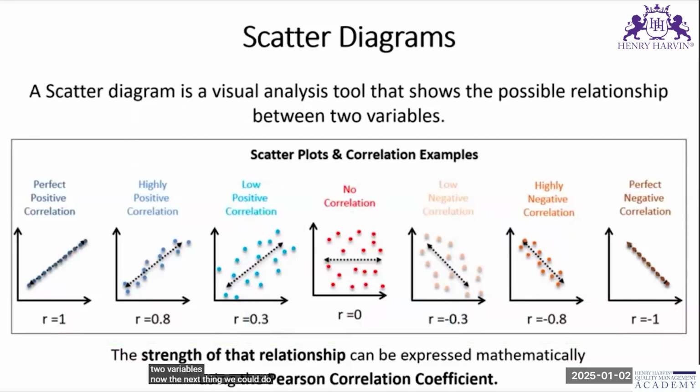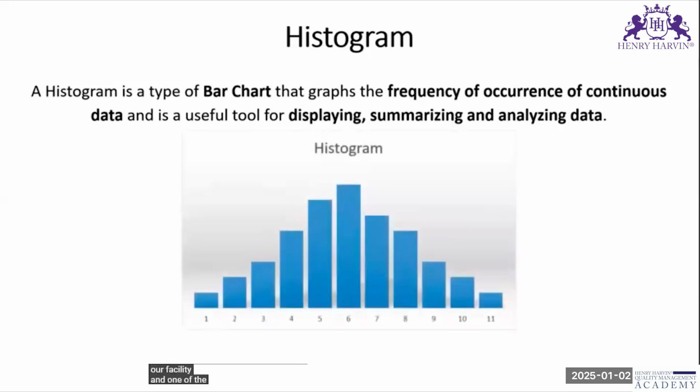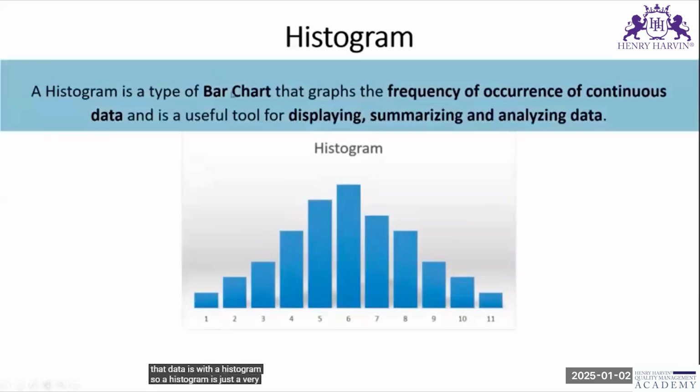Now, the next thing we could do in our analysis is to look at relative humidity over time. So let's say we go out, we talk to our facilities engineers, we say, okay, give us the relative humidity within our environment, every 6 hours for the last 6 months, and we can take that data and we want to plot it because we need to understand how relative humidity is changing within our facility. And one of the ways you could analyze that data is with a histogram. So a histogram is just a very simple bar chart that graphs the frequency of occurrence of continuous data.